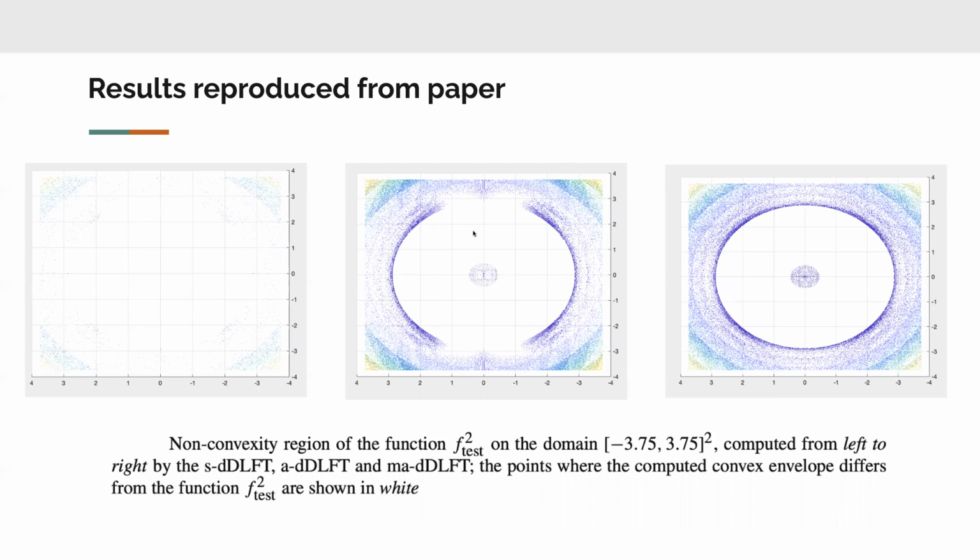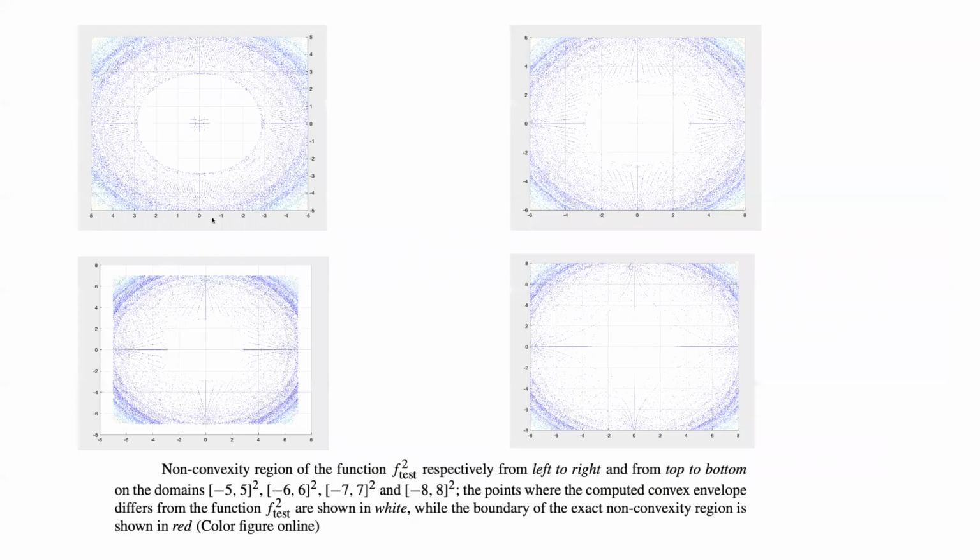The alternating factorization algorithm does a better job. However, here it's a little messed up. It shows that these portions are non-convex, whereas it's not the case. But as we can see, the max alternating factorization gives a really good result, and we get the actual portion which is not convex. So the max alternating factorization algorithm is doing a really great job. And this has been calculated on this domain of minus 3.75 to plus 3.75. And I've also reproduced the same for these particular domains, and you can pause the video and take a look at how it looks.